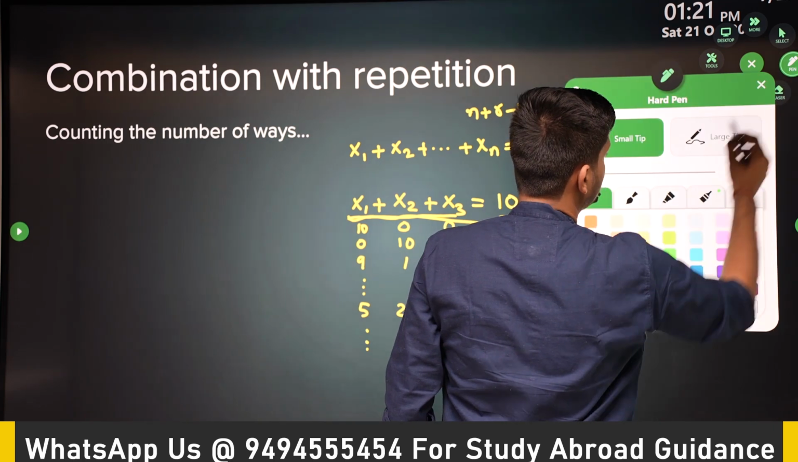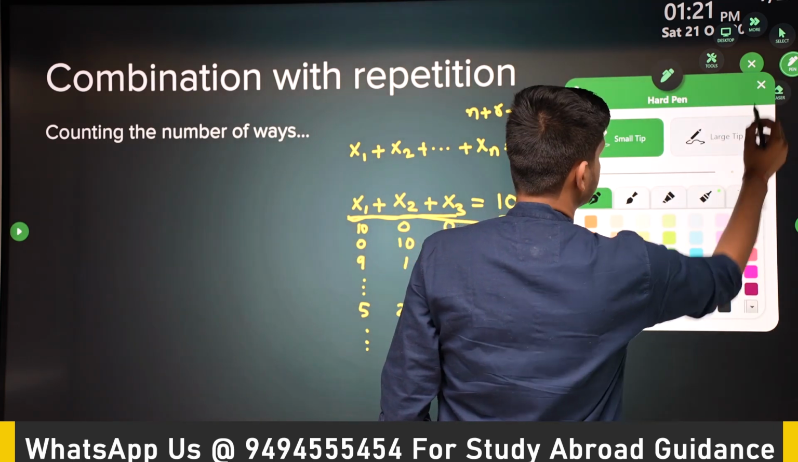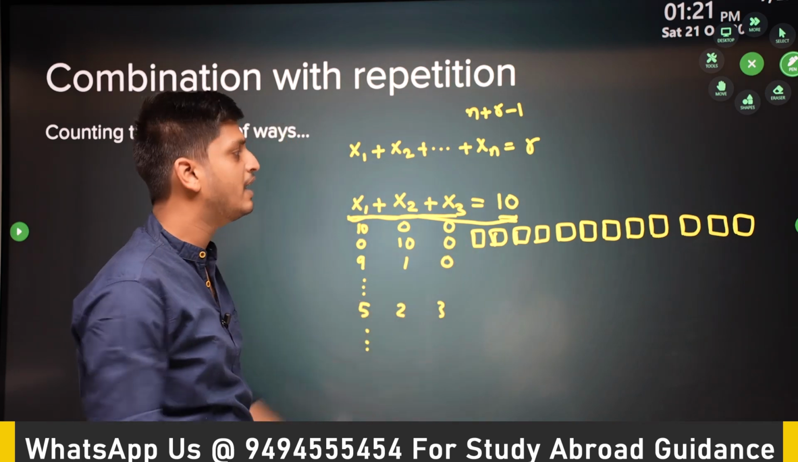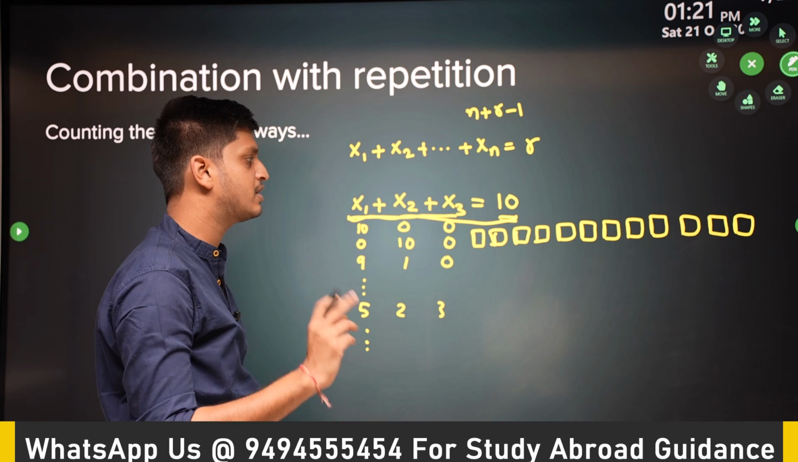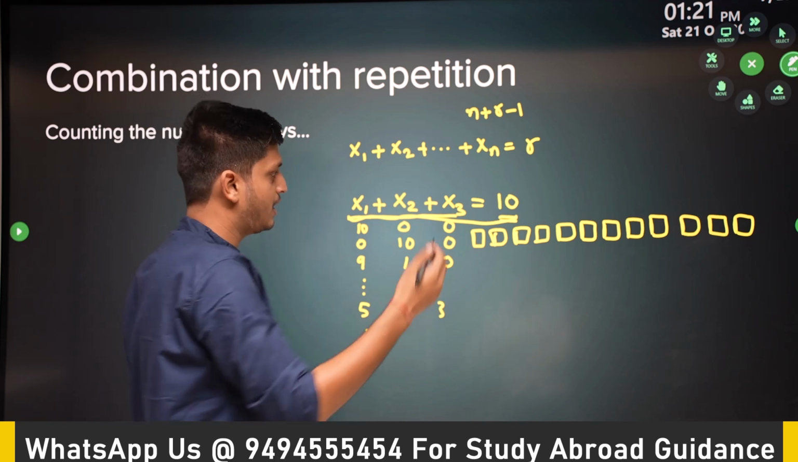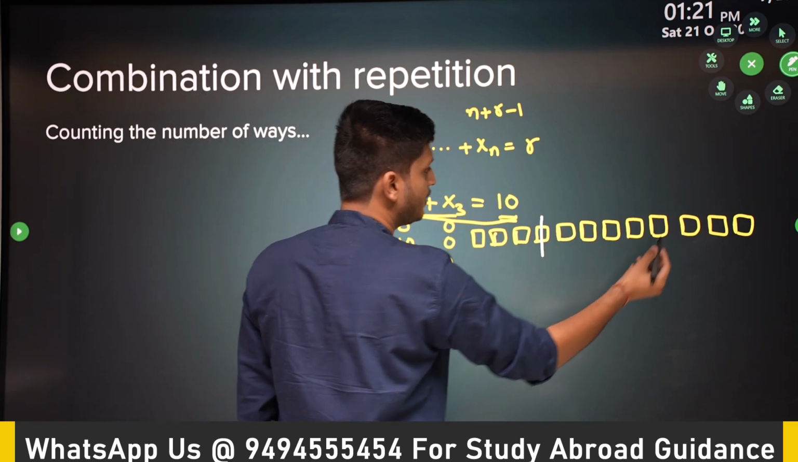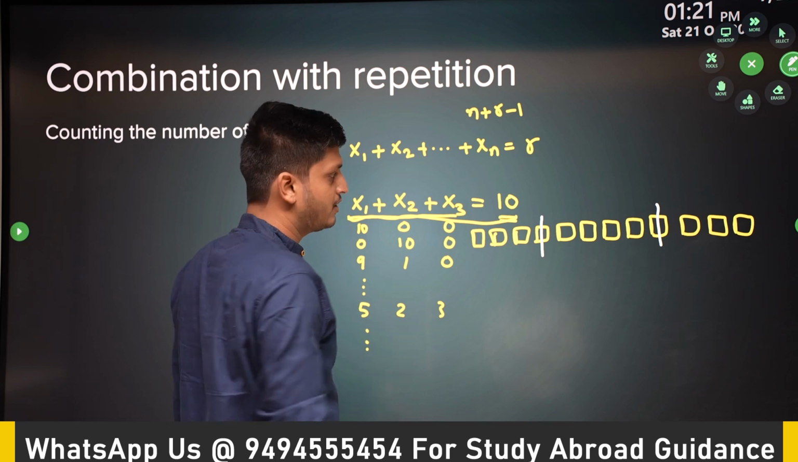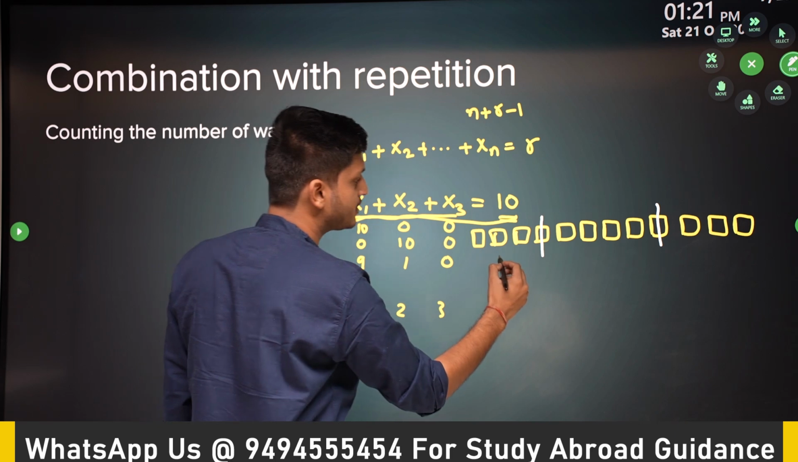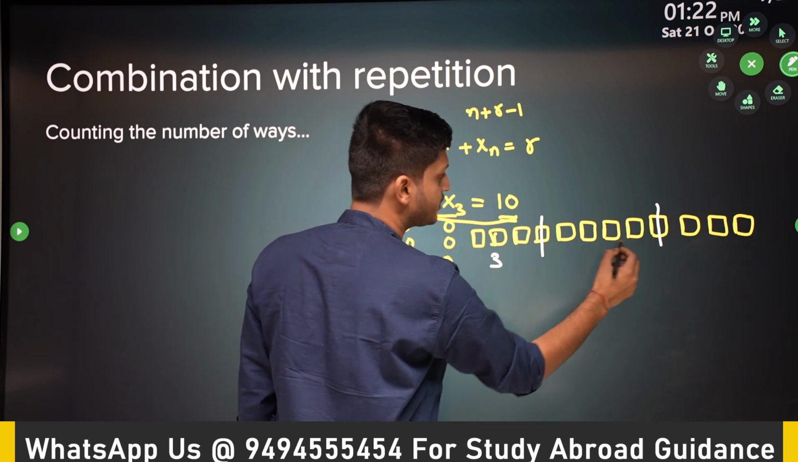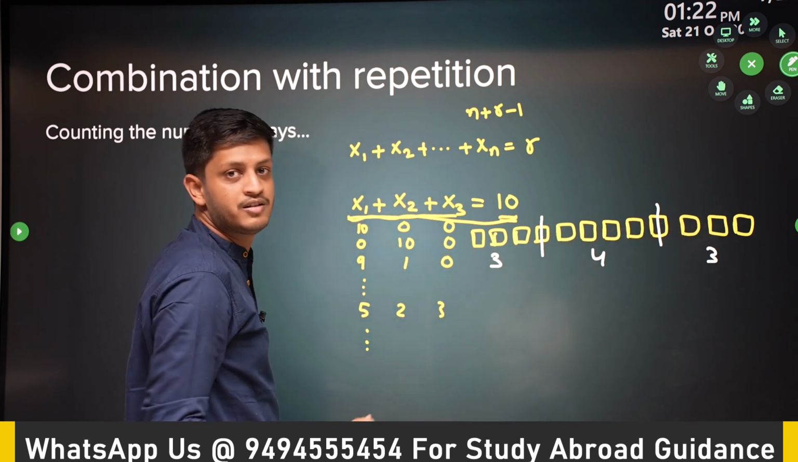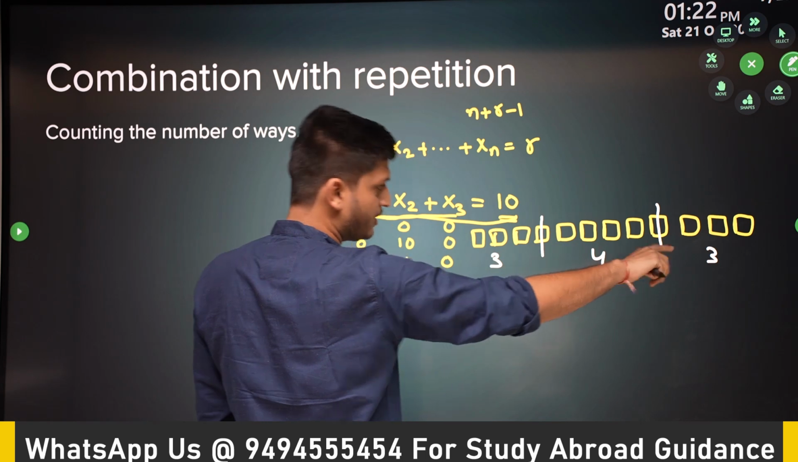So I draw 12 boxes and I insert 2 sticks in any of these 12 boxes. You have to insert 2 sticks in any of the 12 boxes and you'll get a different solution to this equation. See how? Let's say I insert it here and here. If I insert 2 sticks here and here, this is a different solution to this equation. This is a solution like 3 plus 4 plus 3. You have 3 boxes here, 4 here and 3 here. You are sticking 2 sticks in these 12 boxes, right?